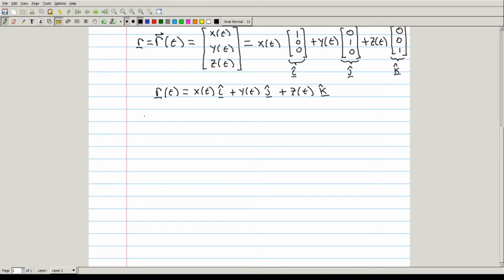Now I just want to draw a picture of what exactly this is giving us. Remember I said that we can apply the vector concept in any number of dimensions, and it's very useful in higher dimensions. However, this picture will just be in 3 dimensions, where we'll say that this is the x-axis, this is the y-axis, and this is the z-axis. And therefore, our unit vectors i hat, j hat, and k hat look like this.